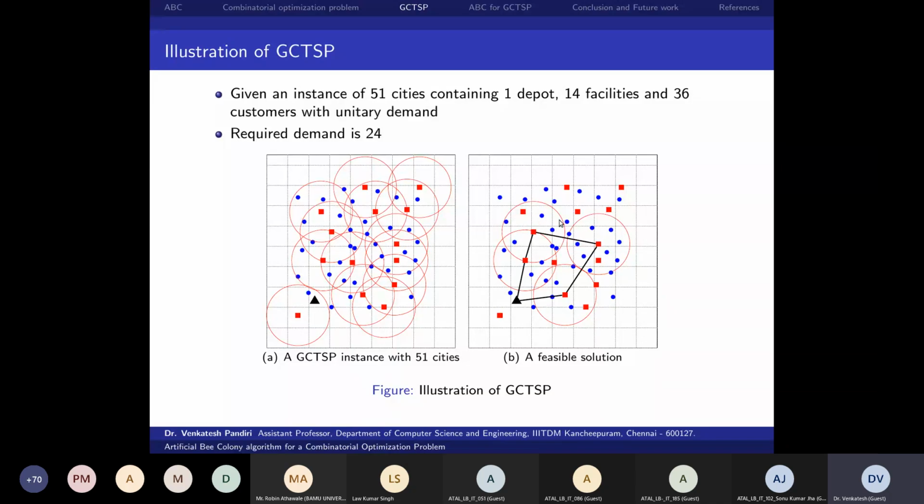Flood effects might be there. Many flood effects might be there. We need to maximize the benefit for the most number of flood effects. For example, here it is given as 24. So we should be able to reach 24 flood effects in such a way that we select the facilities and the order in which we need to visit. Ultimately, the distance also needs to be minimized.